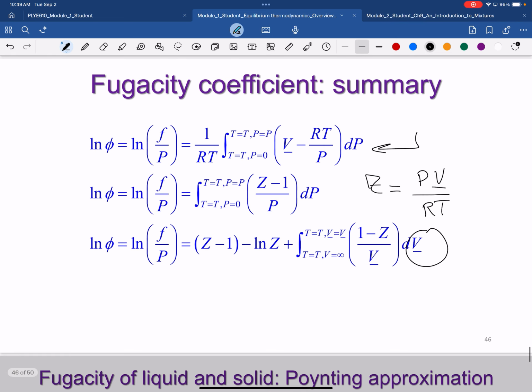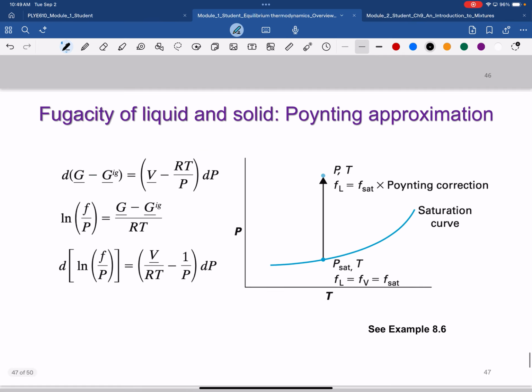Then you learned how to estimate the fugacity of a liquid, right? Do you remember that? How did we do this? Do you remember the Poynting correction? So the idea of the basic estimation of the fugacity of a liquid is that, at a fixed temperature, you have this equilibrium between the liquid and vapor, and for the vapor we call it the saturation fugacity. So this side I can get from the equation of state.